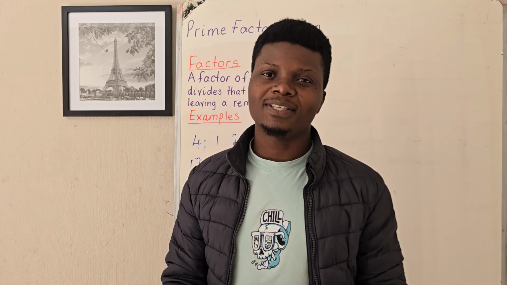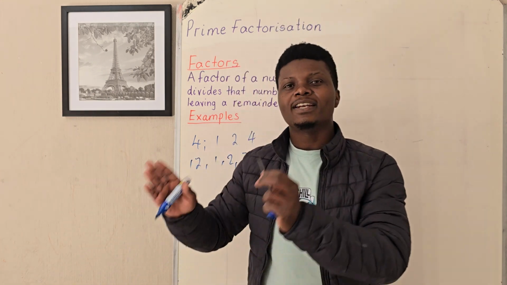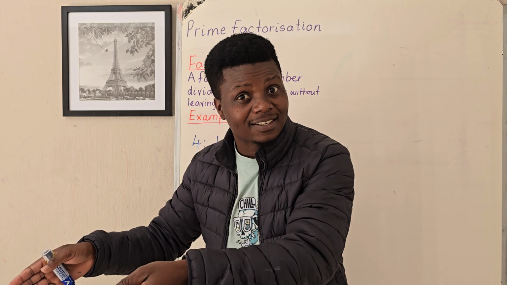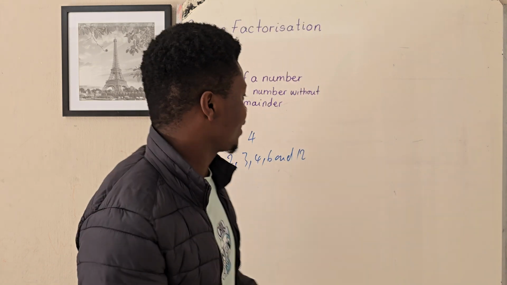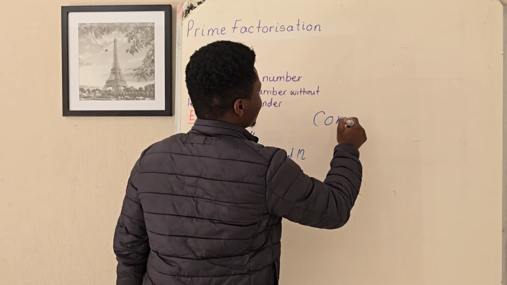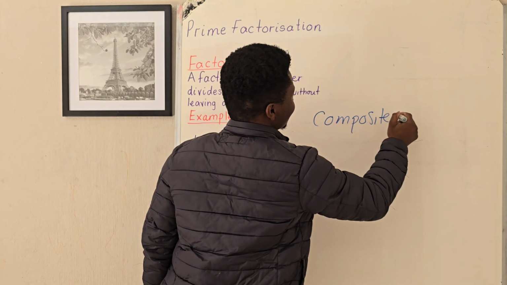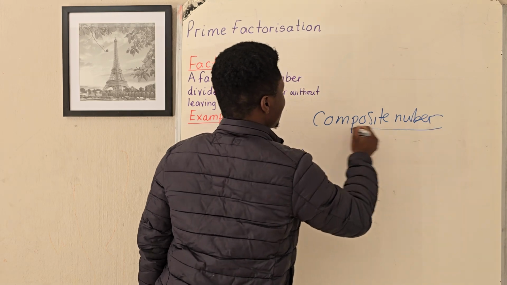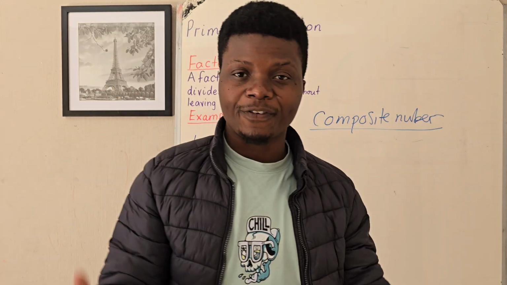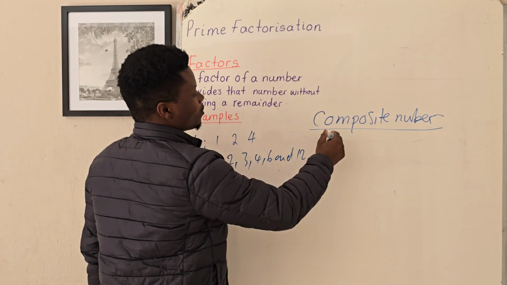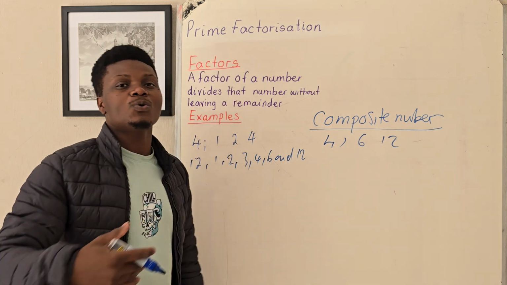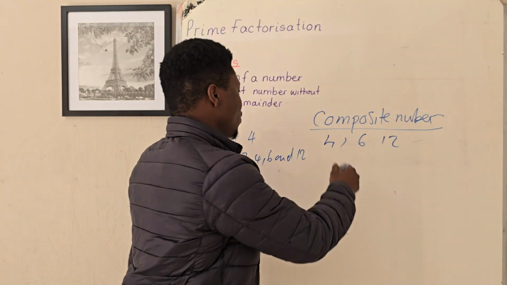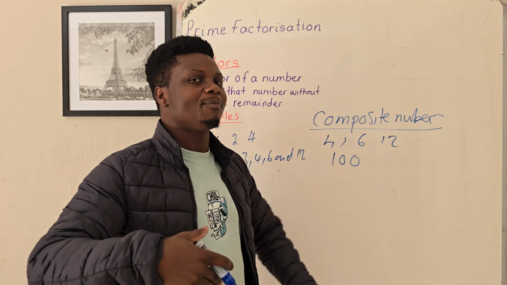So we can group numbers into two groups: numbers that have more than two factors and numbers that have only two factors. Let's check this out. We have numbers that we call composite numbers. Composite numbers have more than two factors. For example, 4 is a composite number, 6 is a composite number, 12 is a composite number because they have many factors. 100 is a composite number. You can name all the numbers that you know that have more than two factors.